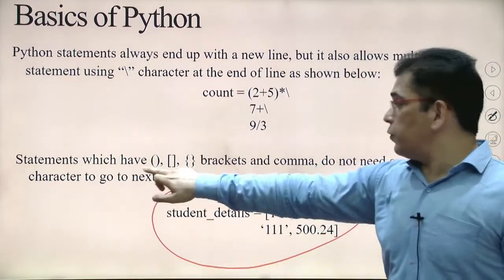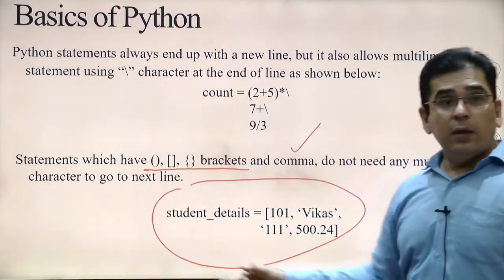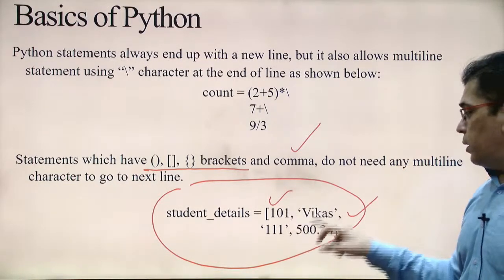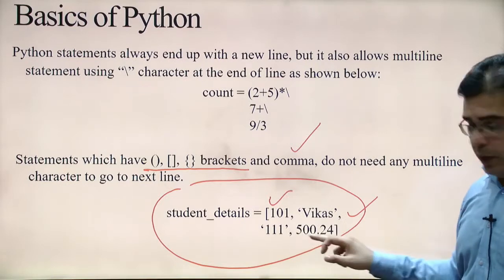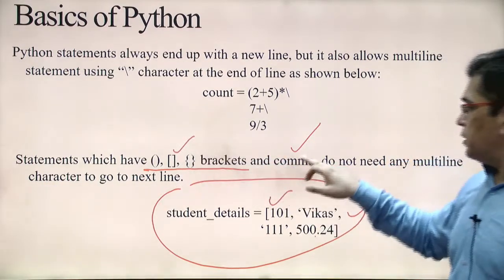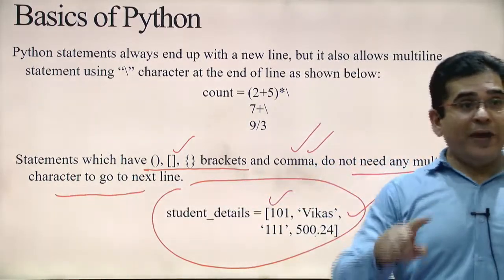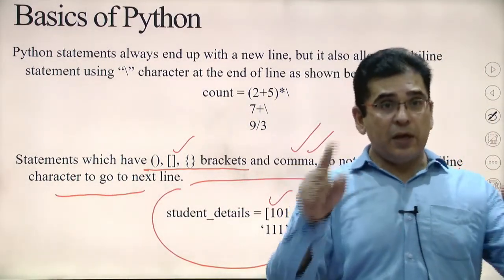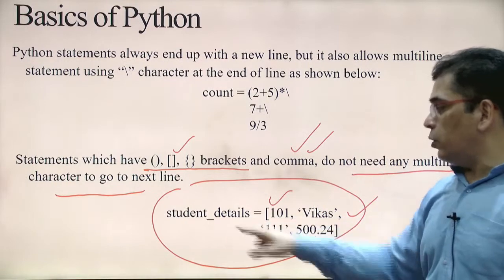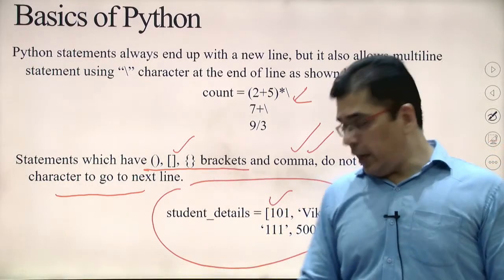So here we can use different brackets and commas to define different kinds of statements within a single block. Like here a square bracket is used. I have written 4 values: 101, my name Vikas, 111 and 500.24. All these are written in a single square bracket separated with commas. Then we do not need any multi-line character to go to the next line. So whether you are using simple brackets or curly braces or square brackets, you do not need such multi-line characters. You just simply write in any number of lines and you can use it.